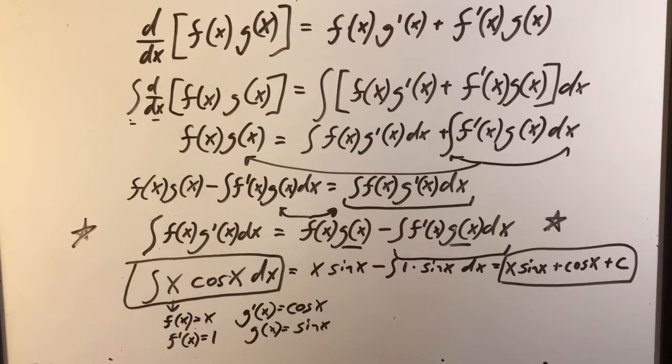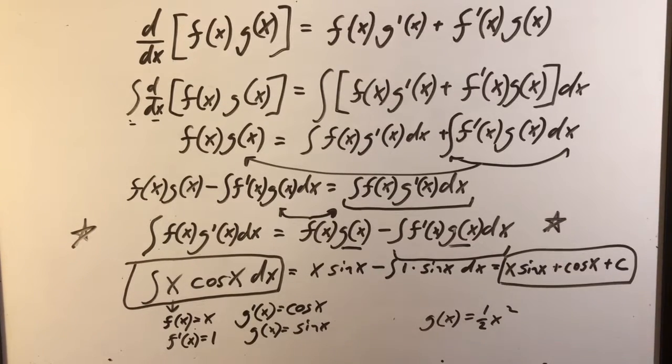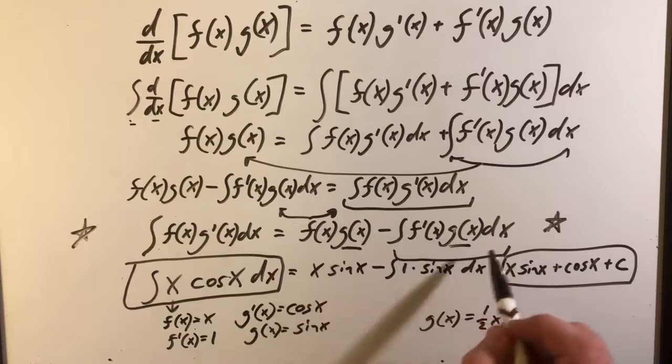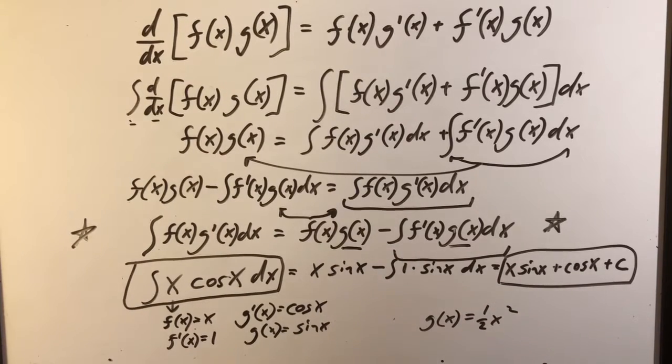So the question would be, well, what happens if I select f of x equals cosine x and g prime of x equals x? Well, then g of x would equal 1/2 x squared, and you can start to see that you wouldn't end up with anything simpler on this side here in this term. So things would start to get ugly.